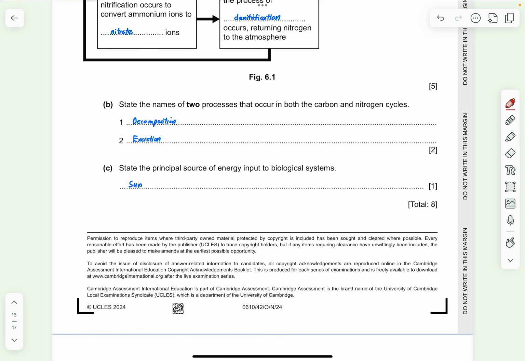All right. And part B, state the name of the two processes that occur in both the carbon and nitrogen cycle. So you just have to see whether you're familiar with the carbon cycle. So you have decomposition, you have excretion, because excretion in the form of gas, carbon dioxide, is also acceptable. And the last one, state the principal source of energy input to the biological system. Energy input, and they say principal source. And obviously it's the sun, because the sun gives the most energy to all living things.